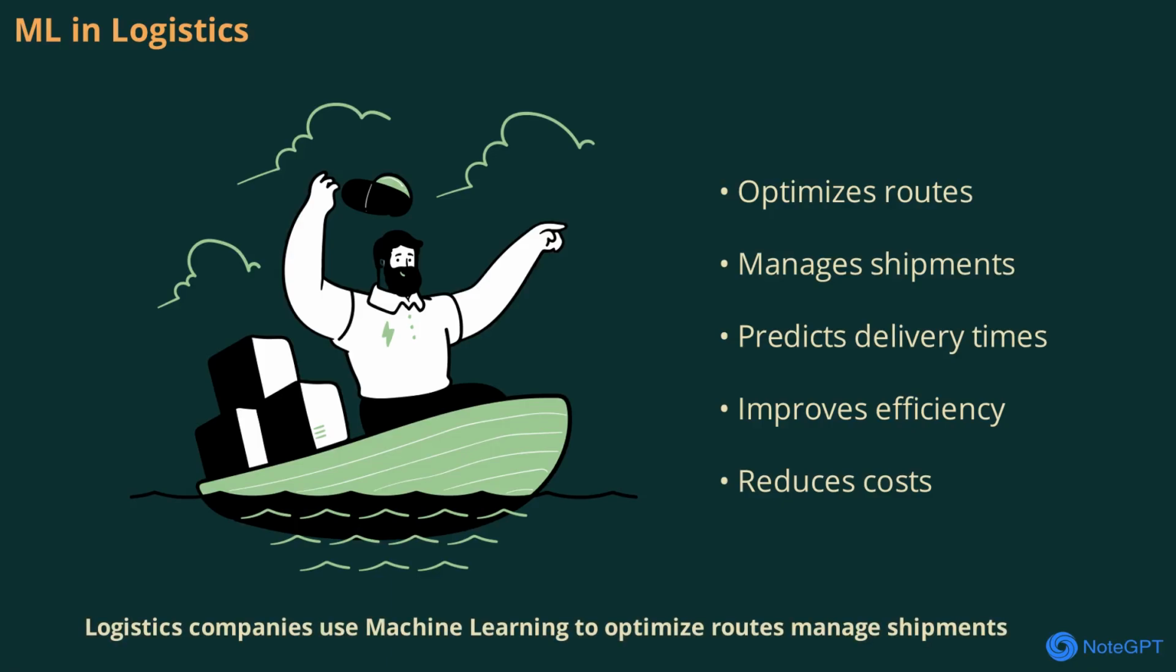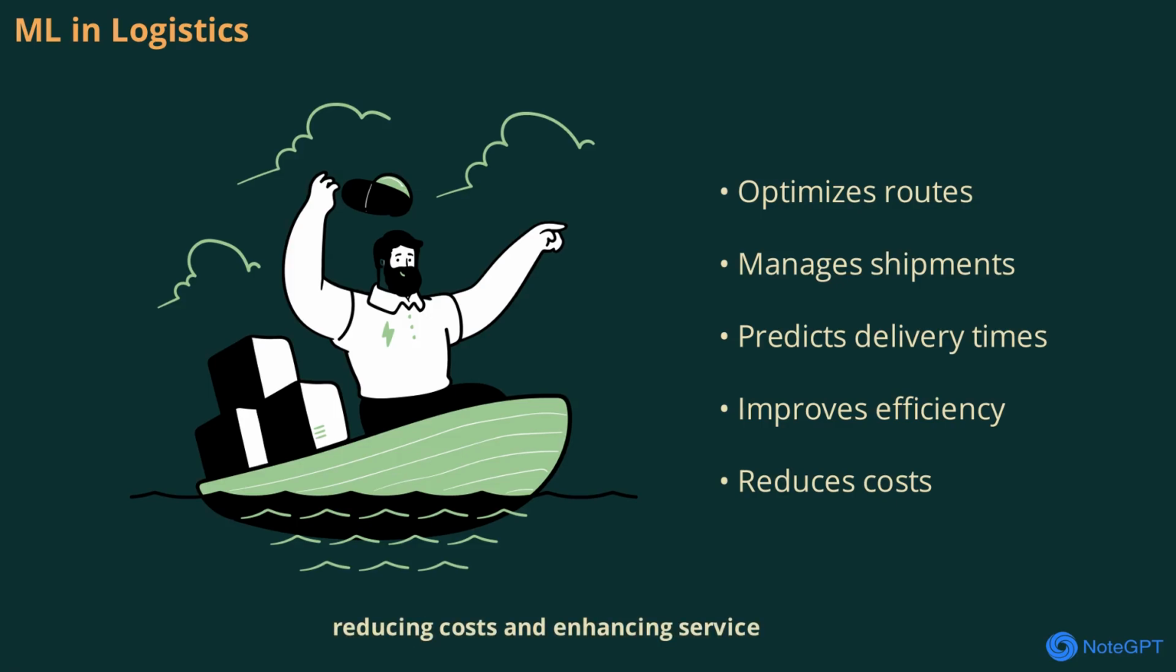Logistics companies use machine learning to optimize routes, manage shipments, and predict delivery times. ML models analyze traffic patterns, weather conditions, and historical data to improve efficiency. The interpretability of ML models allows managers to understand and adjust logistics strategies, reducing costs and enhancing service.